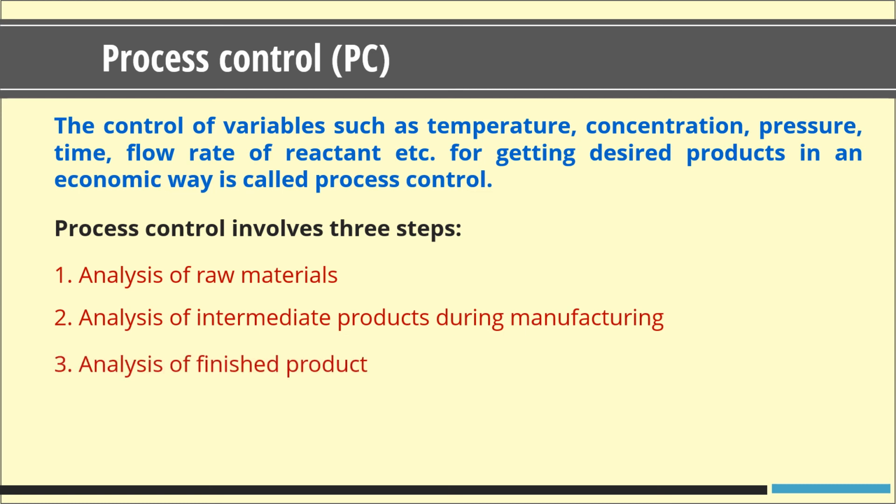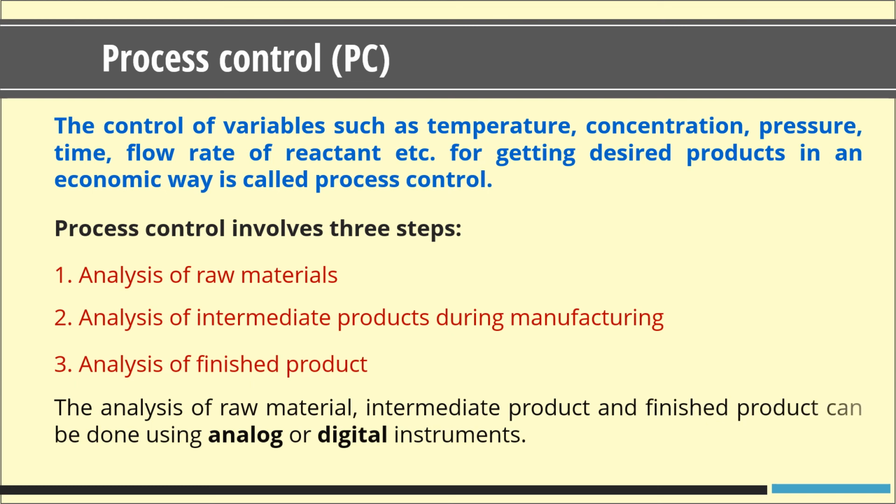Third is analysis of the finished product. After manufacturing, whether the product is obtained in a good condition, in the pure form or not, that is checked, and that is called process control. The analysis of raw material, intermediate product and finished product can be done by using analog instruments or digital instruments.